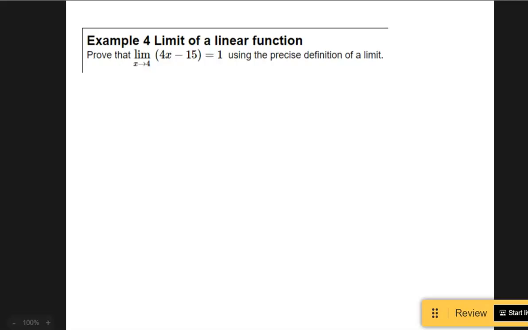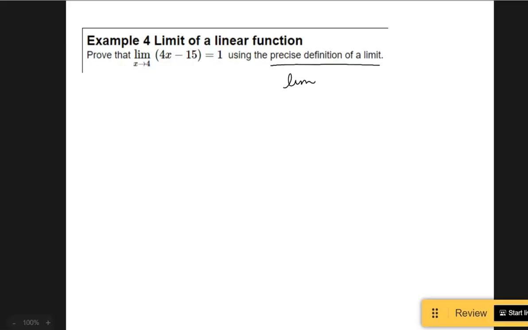So we're going to prove that this is true. Now, you know using direct substitution that the limit of 4x minus 5 as x approaches 4 is equal to 1, because that's a linear function. There's no holes. You know that that's the limit. But we're going to prove it to be true using our precise definition of the limit.